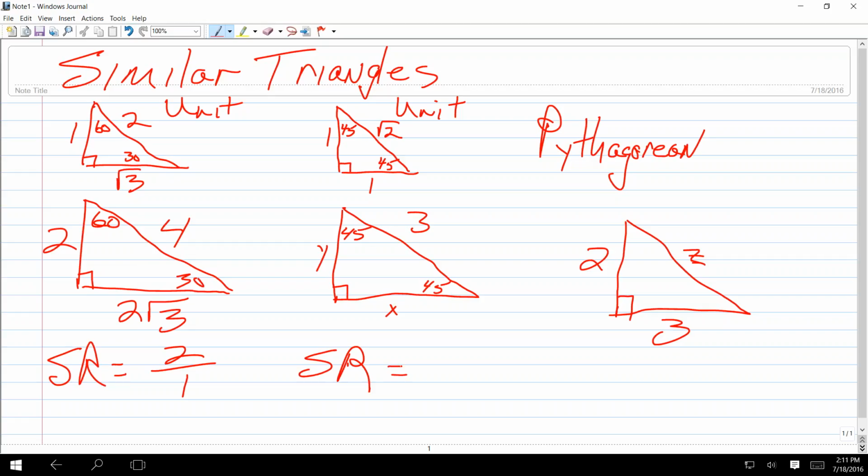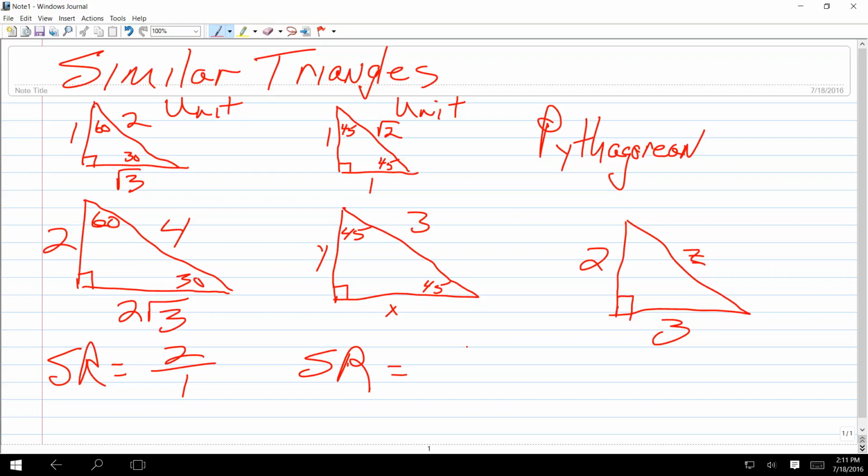What's this similarity ratio? Remember, that's always your first step. What is it? It's 3 times as big? No? What is it? How do you get it? How'd you get it before in the previous problem?